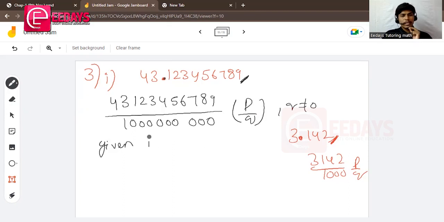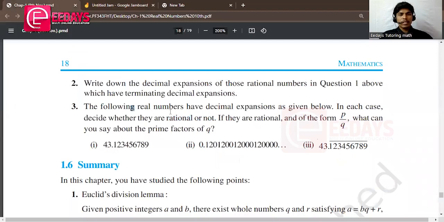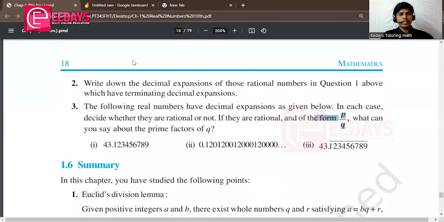43.123456789 is a rational number. I hope you understand why: because after 9 there is nothing else, it just terminated here. In the question they asked whether the real numbers are terminating or not. If they are rational numbers, then we can write them in the form of P by Q. That's why I'm writing it like this, 43 by this 9 digits.